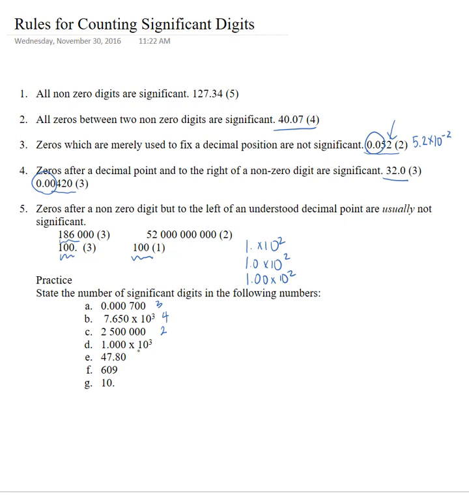Whereas this is the number 1,000 that's been measured quite carefully to be exactly 1,000, is showing that we have 4 significant digits. This measurement here, 47.80 exactly, has 4 significant digits. 609, I've got that zero that is between 2 non-zero digits, so they're all significant at 3, and then 10 point, so it's exactly 10, so there are 2 significant digits.